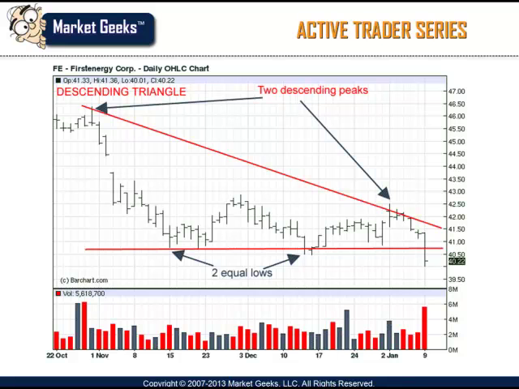Finally, the last type of triangle formation is the descending triangle. This pattern is a bearish formation that typically forms during a downtrend. The formation is exactly the opposite of the ascending triangle. The upper area, the resistance area, is sloping down at an angle and must have two descending peaks, while the lower area, the support area, must have two lows of approximately equal distance.